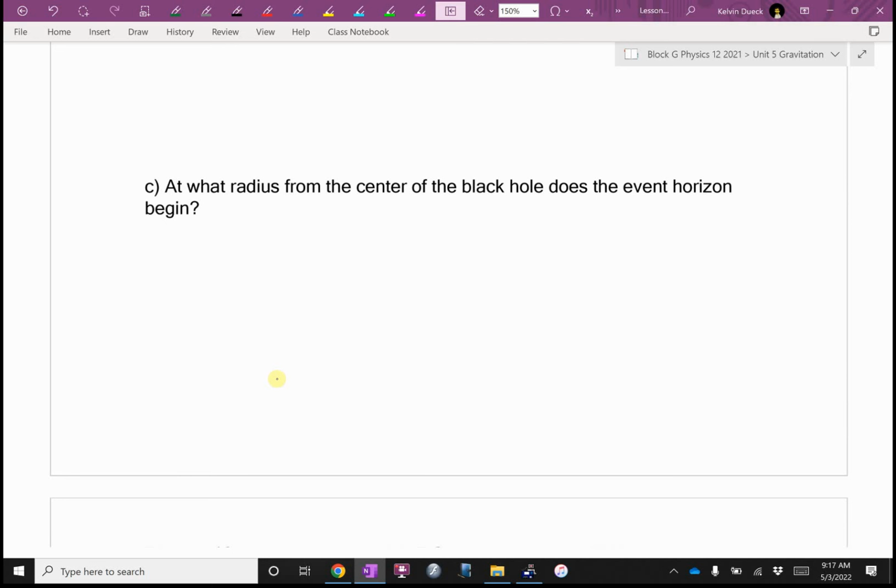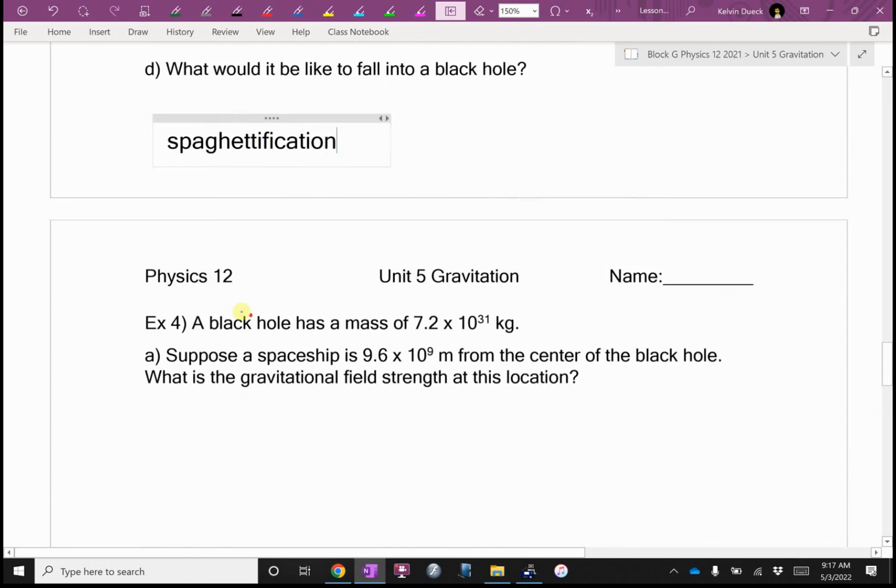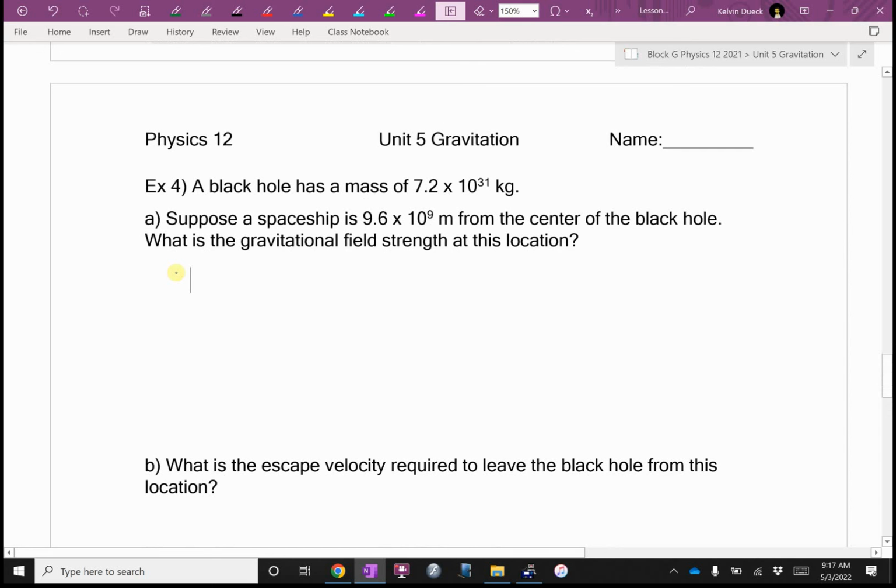What is the event horizon? Do you remember? We talked about this the other day. So how does a black hole work? You know what? We need to dive into this. Put your pencils down. Look up.